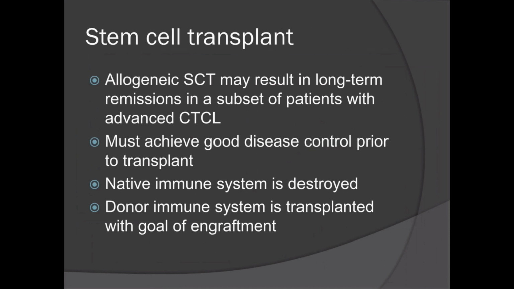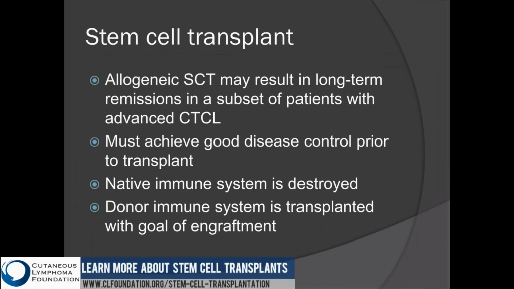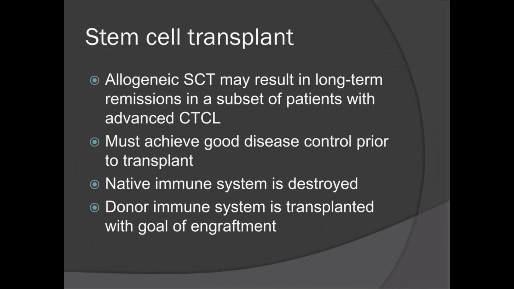So allogeneic stem cell transplant can be appropriate for a subset of patients with advanced stage disease who are otherwise young and healthy. You have to achieve really good disease control prior to transplant, so that's sort of counterintuitive because most people think, well, this will be my last ditch effort, and that's actually not the case. You need to make sure that you've got the disease completely controlled, if not, almost eradicated, or have them in a complete response before you send them to transplant.